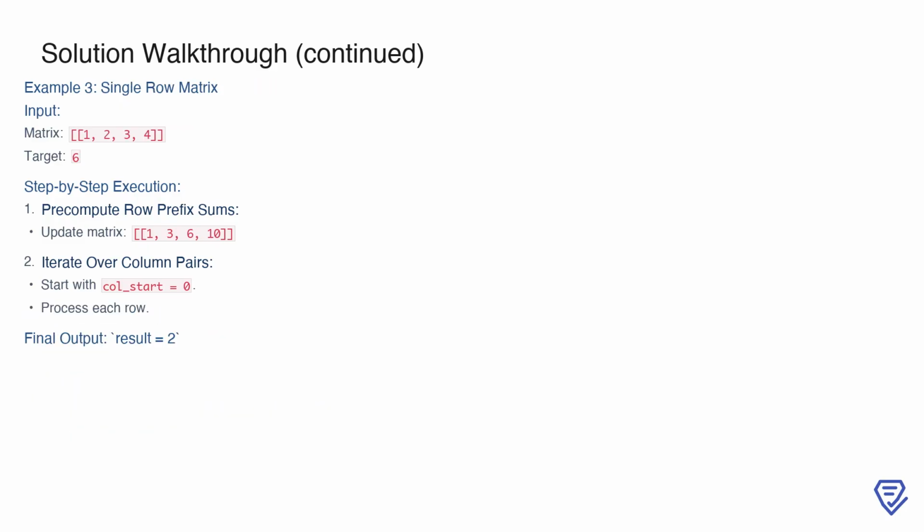This example demonstrates the solution on a single row matrix, where the input is 1, 2, 3, 4, and the target sum is 6. First, we pre-compute the row prefix sums, transforming the row into 1, 3, 6, 10. This step allows us to compute any range sum within the row efficiently. Next, we iterate over all possible column pairs. For a given pair of columns, we calculate the sum of the subarray between these columns. Using the same approach as before, we use a hash map to track the cumulative sums and quickly identify subarrays that match the target. By processing the single row in this manner, we find that there are 2 subarrays that sum to the target, giving us a final result of 2.